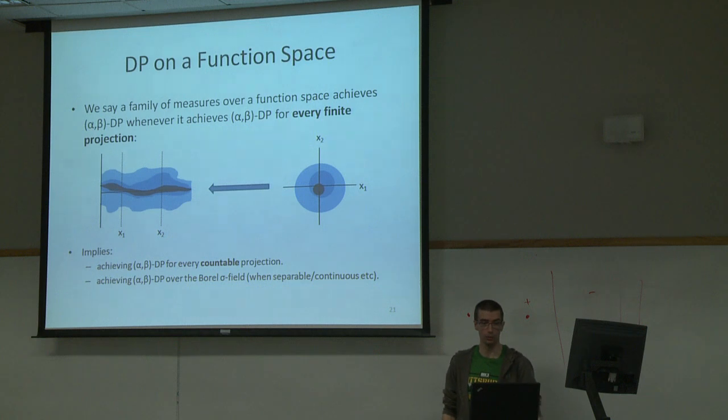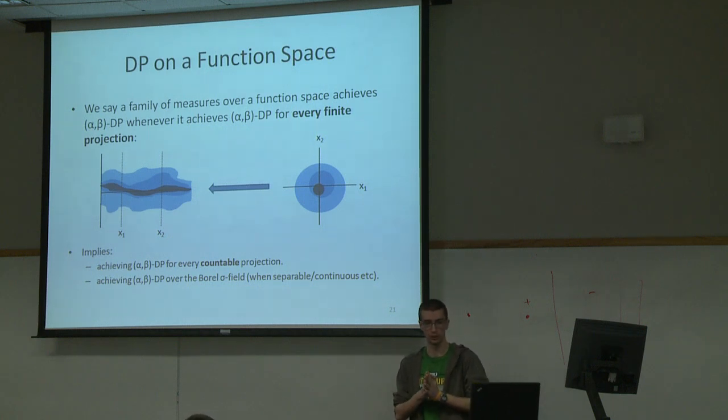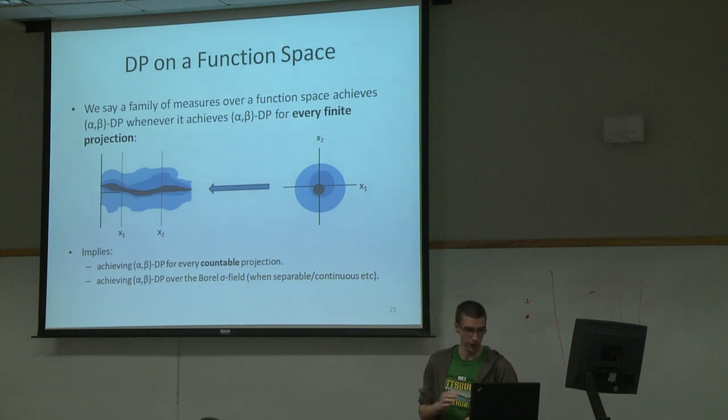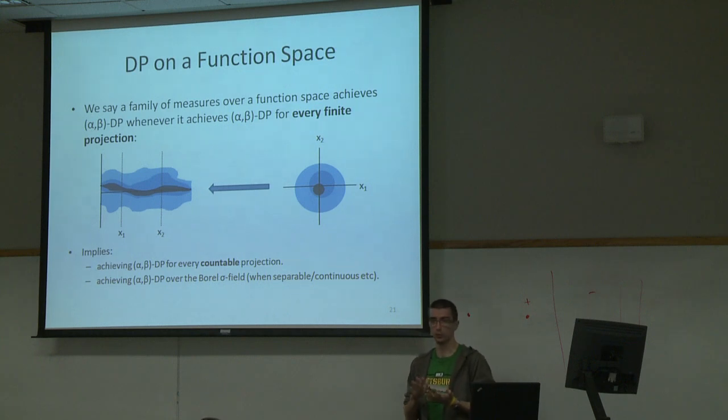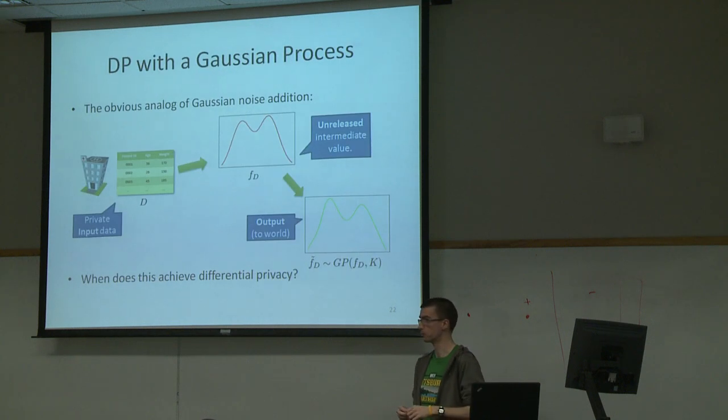Anyway, now all we have to do is define what it means to achieve differential privacy on a function space, and then we can get about actually achieving it. We say the family of measures on a function space will be differentially private whenever it's differentially private for every finite projection. It turns out this implies the algorithm will achieve differential privacy on every countable projection too, but this is irrelevant because you can't output a countable number of points.